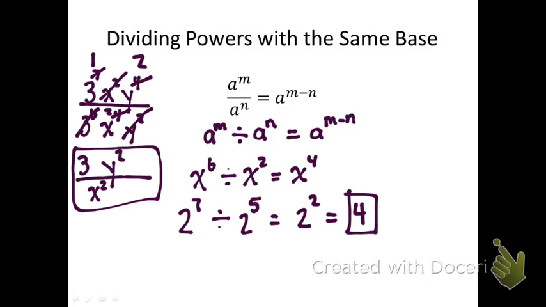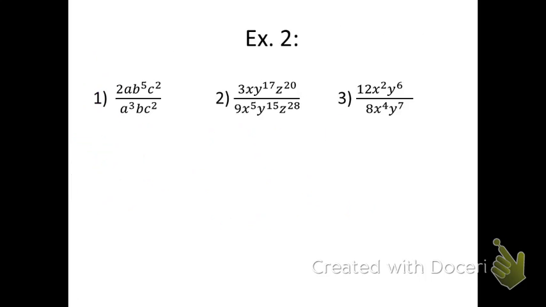Looking at some examples. Number 1. We have 2ab to the 5th c squared over a cubed bc squared. Working on our coefficients first, we have a 2 in the numerator and 1 in the denominator. We can't really do anything with that 1 or the 2, so we're just going to bring the 2 down to the numerator in our answer.